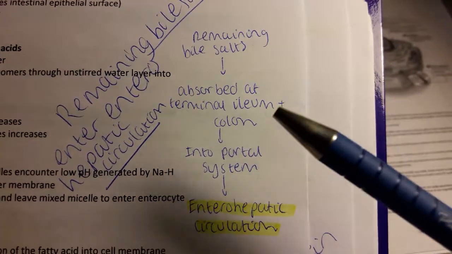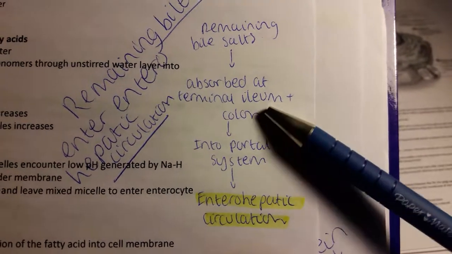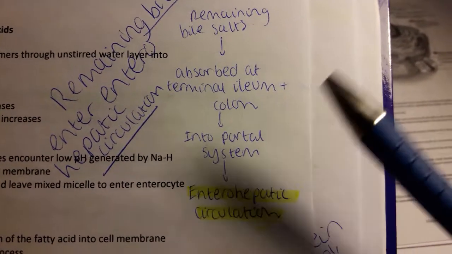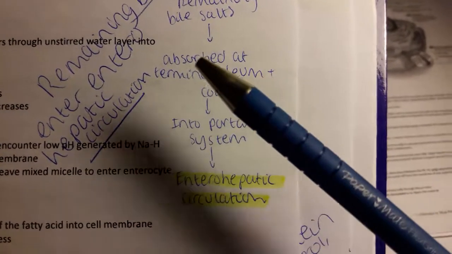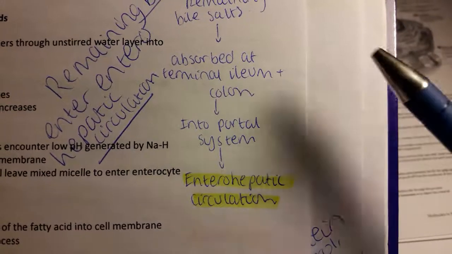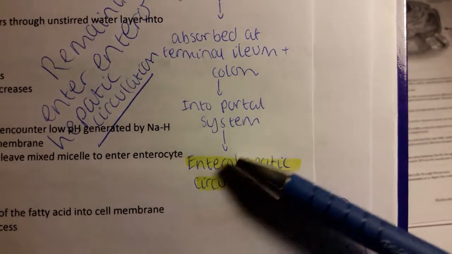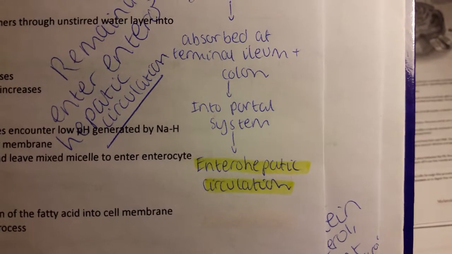So the remaining bile salts are absorbed at the terminal ileum and colon, because remember, you need the whole of the small intestine for the fat absorption. So at the end of the small intestine, the terminal ileum, and the colon, they enter the portal system to the liver, which is the enterohepatic circulation.